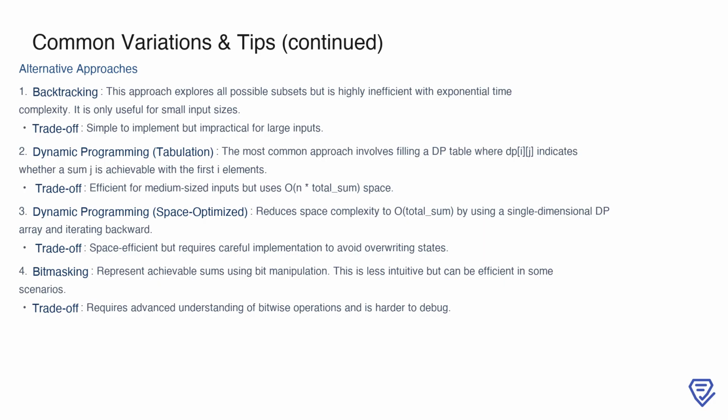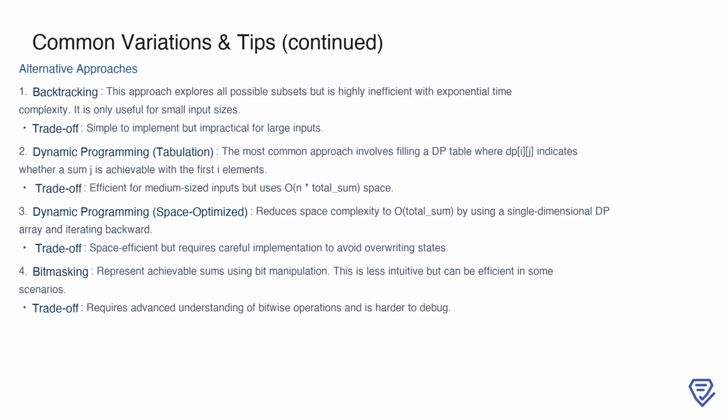There are also alternative approaches to solving this problem, each with its own trade-offs. One option is backtracking, which systematically explores all possible subsets. While easy to implement, this approach is highly inefficient for large inputs due to its exponential time complexity, making it suitable only for small input sizes.